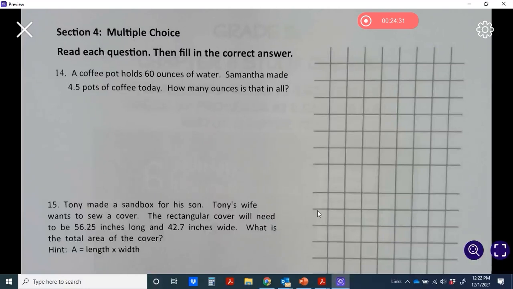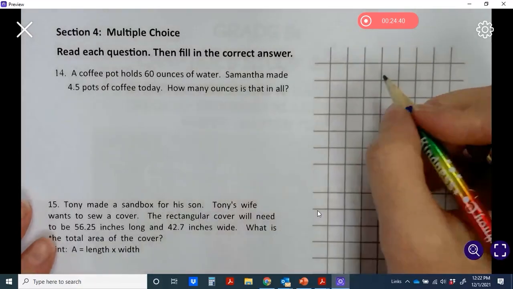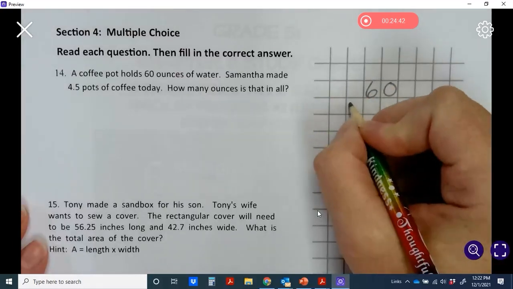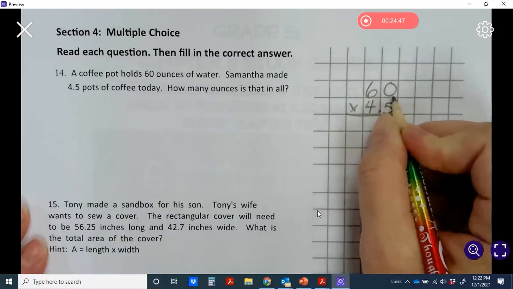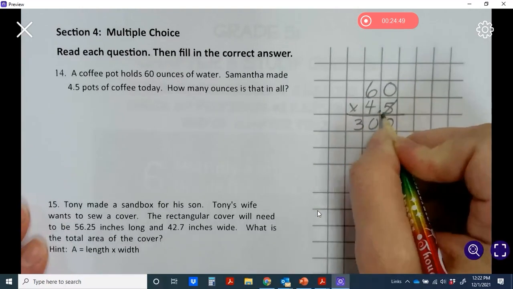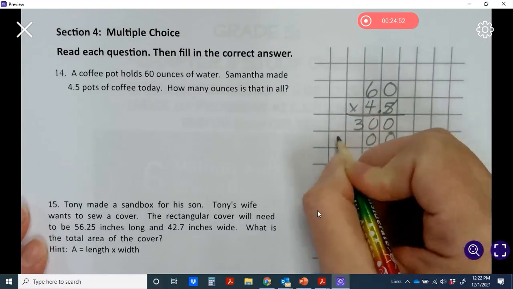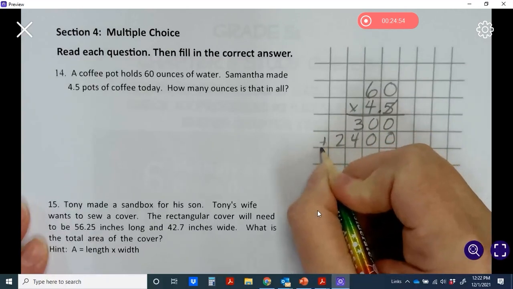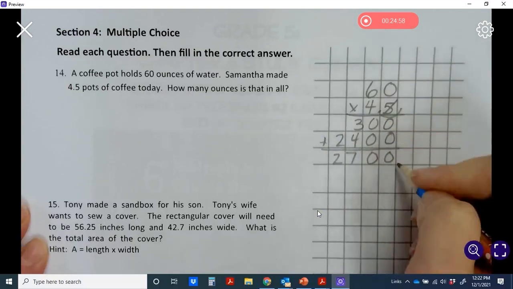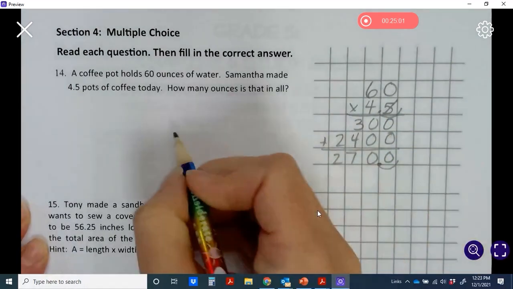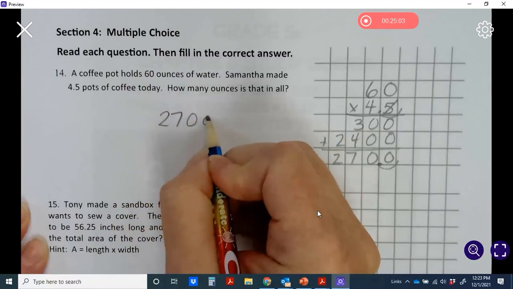A coffee pot holds 60 ounces of water. Samantha made 4.5 pots of coffee today. How many ounces is that in all? So we have 60 times 4.5. 0, 30, 0, 24. 270 ounces.